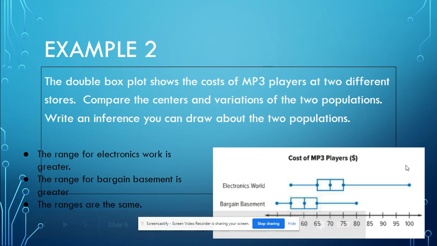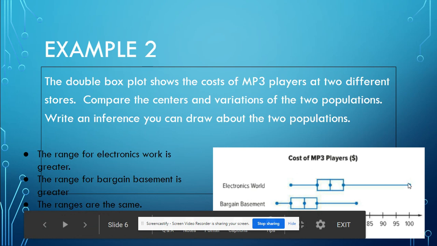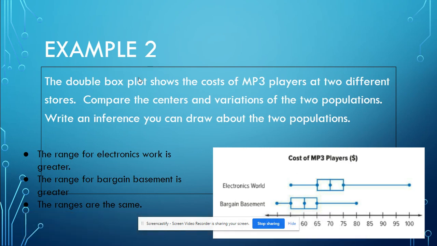So that's where I'm going to compare the extremes. The highest priced MP3 player at Electronics World is $100. The lowest priced MP3 player is where this ends down here. And mine is kind of blocking it, so I can't see it very well. It says that it is $50. So we've got $55. My screen has some stuff on it that you're probably not seeing, so I can't see it very well. So we got a $100 and we have $55. And then Bargain Basement, we have $80, and then we have $40.